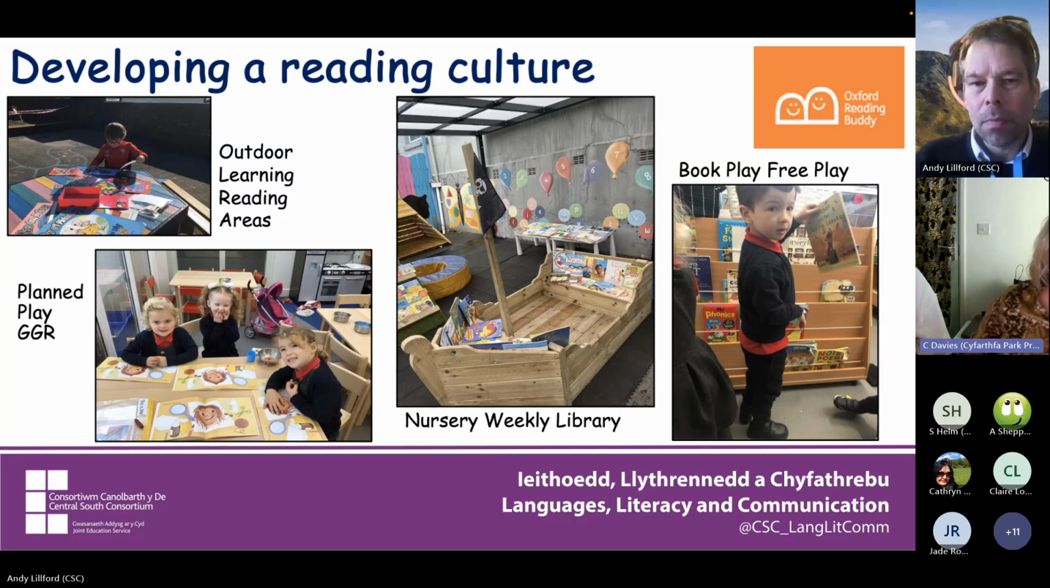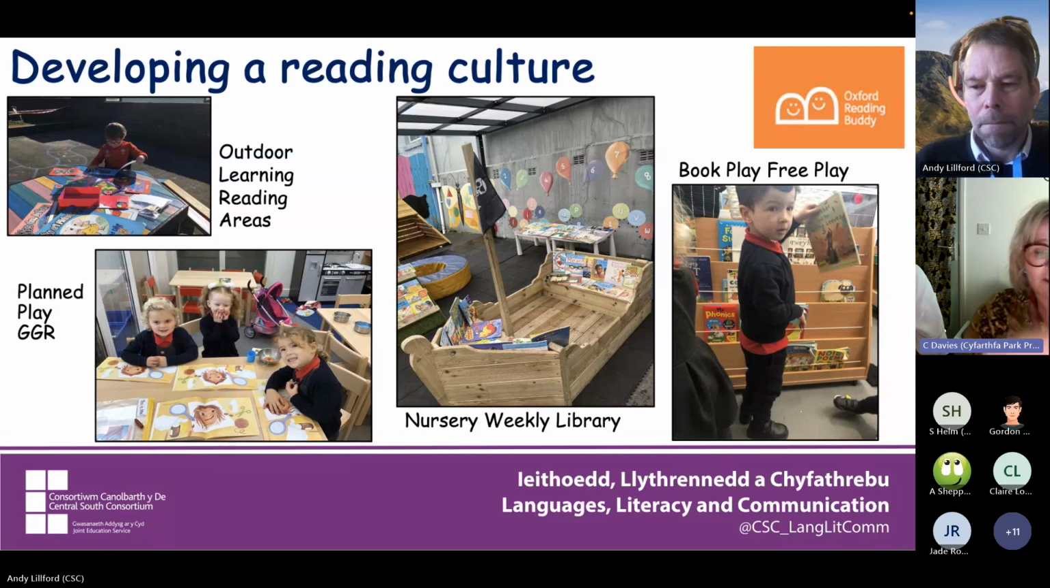Developing a reading culture at our school is very important, and as you can see by some of the images there, we start with our youngest learners, and we try and impart that love of learning and love of reading to our children. We have a nursery weekly library where we invite parents, carers and guardians in, and we have a half an hour session on a Friday afternoon.